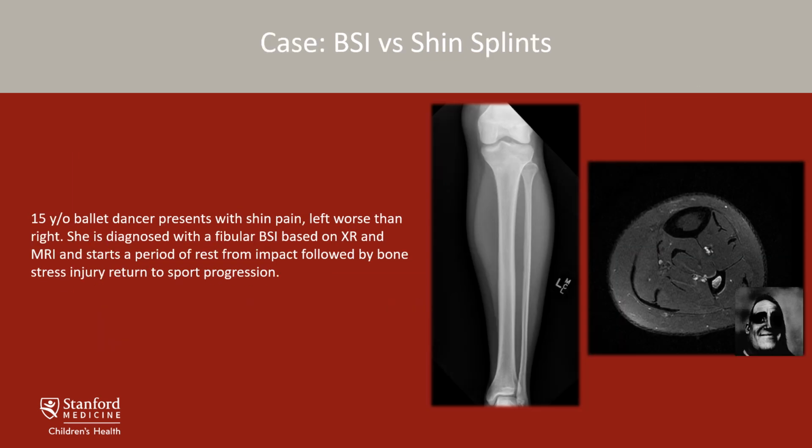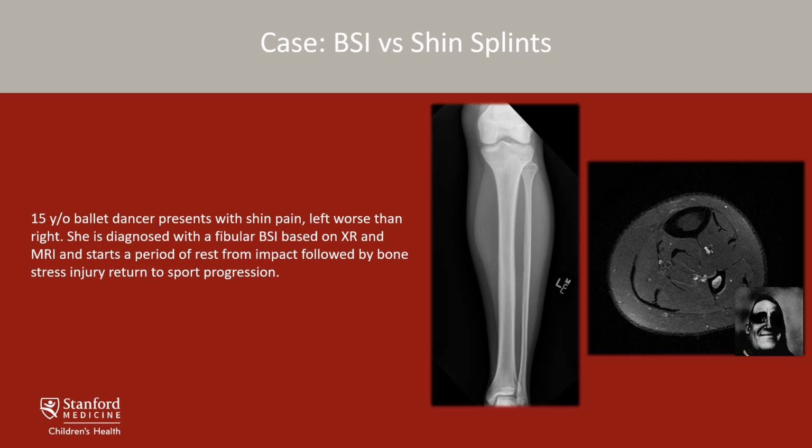I have an excellent case. This helps to illustrate very well MTSS versus BSI because this patient had both over time. So this 15-year-old ballet dancer initially presented with shin pain, which is left worse than right. She's diagnosed with a fibular bone stress injury based on her X-ray and MRI, and then she starts a period of rest from impact, followed by her return to sport progression for a bone stress injury.